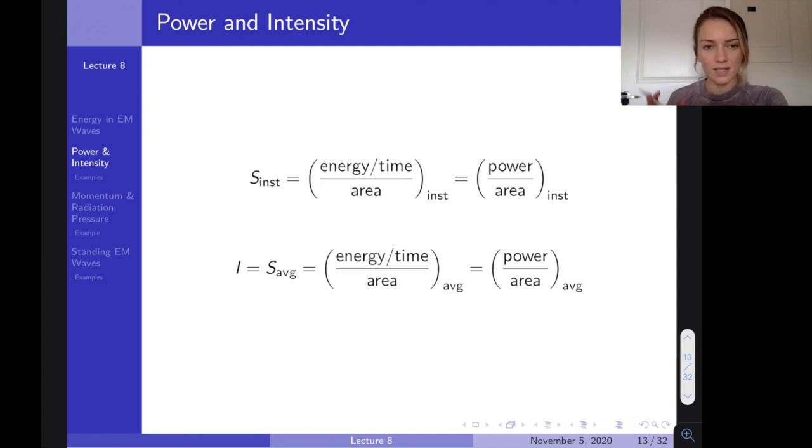So here is just a little recap. You have the instantaneous value of the Poynting vector, which is the energy per unit time per unit area, or the power per unit area, and that's an instantaneous value at a specific time t. When we take the average value of the Poynting vector, that's the intensity. So it's basically the exact same thing, except one is the instantaneous value and one is the average value over a whole cycle.